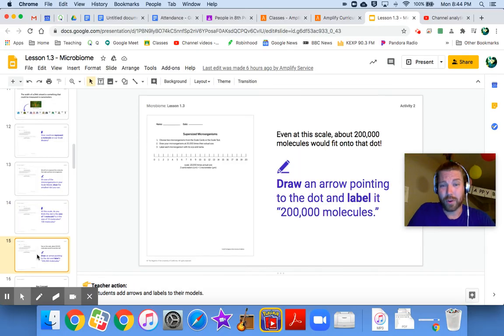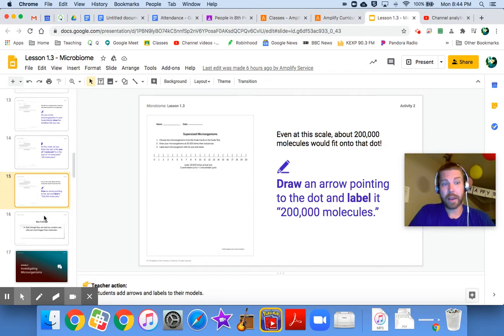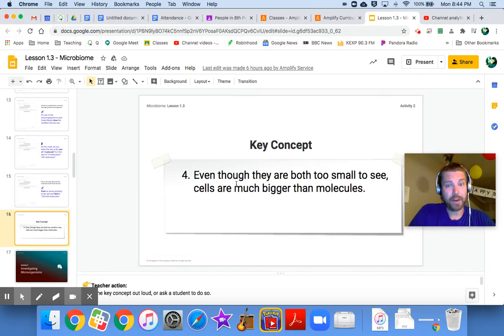No, you're all wrong. 200,000 molecules. You drew that 20,000 times bigger microorganism, and then you put a tiny, tiny dot on it, the smallest dot you could make. And in that tiny dot, still 200,000 molecules would fit. So microorganisms, yeah, they're really small.